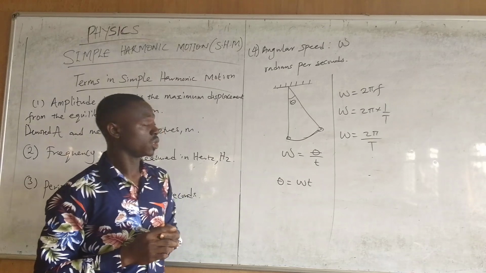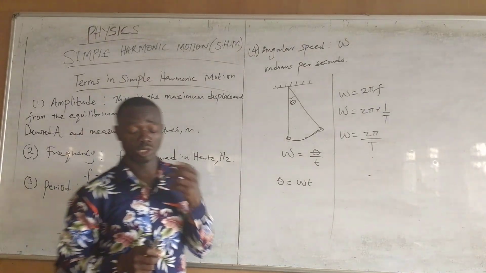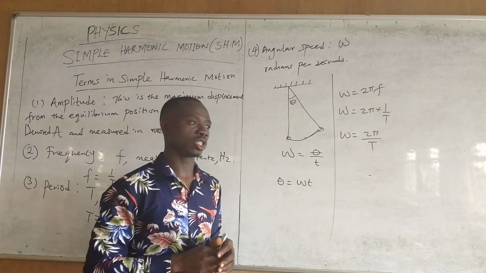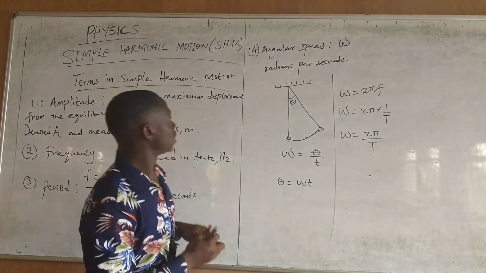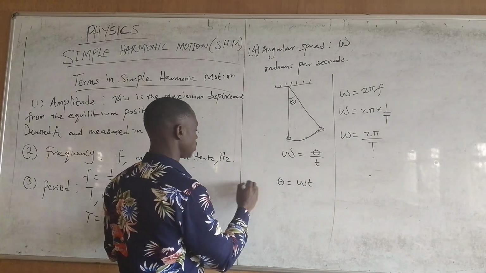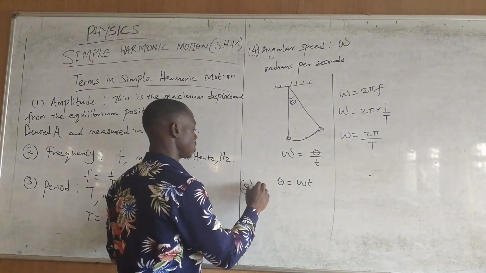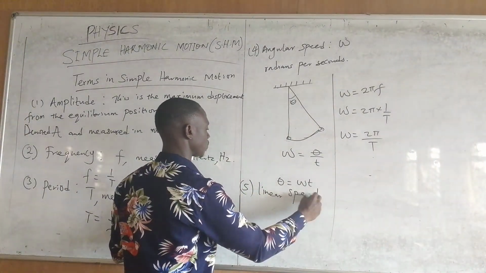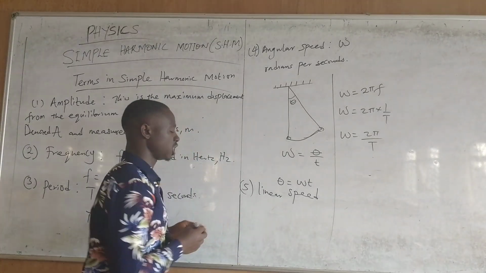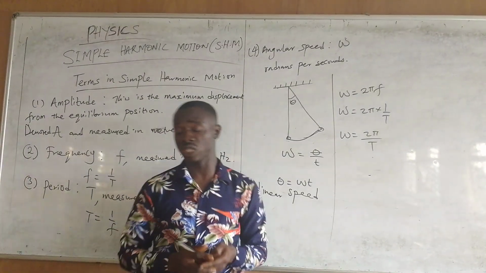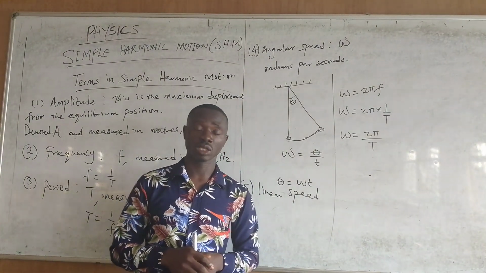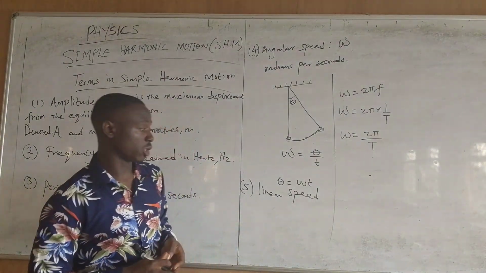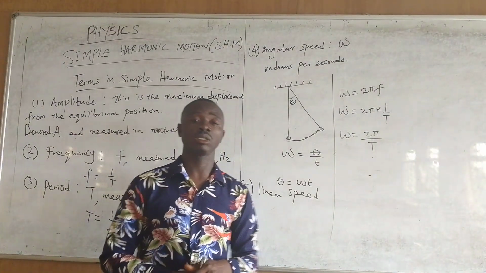Okay, so this is the expression for angular speed or angular velocity, because I told you they can be used interchangeably. Then the last term I'll be giving us is the linear speed. So what is linear speed? At least you know what speed is. Distance over time. The distance traveled, covered by the body undergoing simple harmonic motion divided by the total time taken.